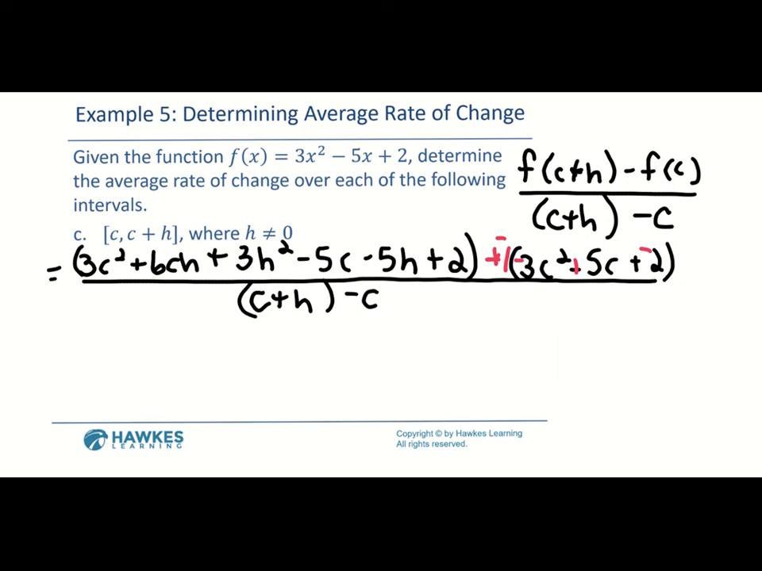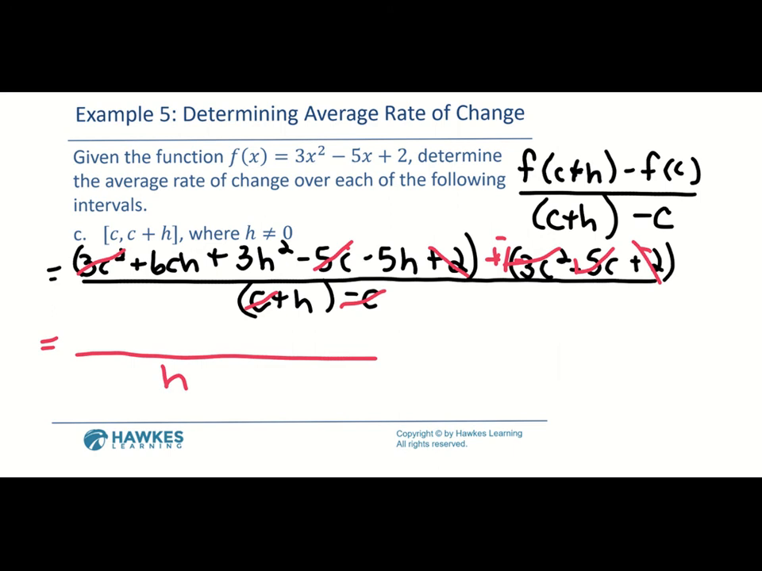So now what we need to do is simplify. If I look at that top expression, now I have positive 3c squared and negative 3c squared. So I can cross those two out. They cancel. I have a negative 5c and a positive 5c. And then I have a positive 2 and a negative 2. So that kind of helped me out a little bit, getting rid of some things. And then on the bottom, c plus h minus c, my c's would cancel. So on the bottom, I'm left with just h.